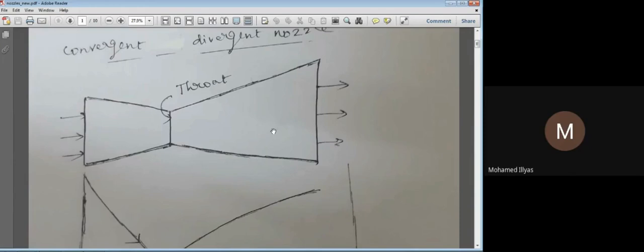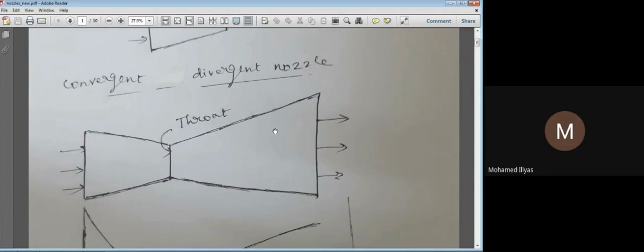Subsonic and supersonic are based on the classification by a non-dimensional number called the Mach number. The Mach number directly defines the velocity of the fluid. If the Mach number is less than 1, we call the flow subsonic flow. If the Mach number is greater than 1, the flow is supersonic flow. If the Mach number is equal to 1, we call it sonic flow. If the Mach number is greater than 5, very high, then such flow is called hypersonic flow. We might have heard of hypersonic rockets and supersonic rockets. So to define the velocity in terms of a non-dimensional number, we use the Mach number here.